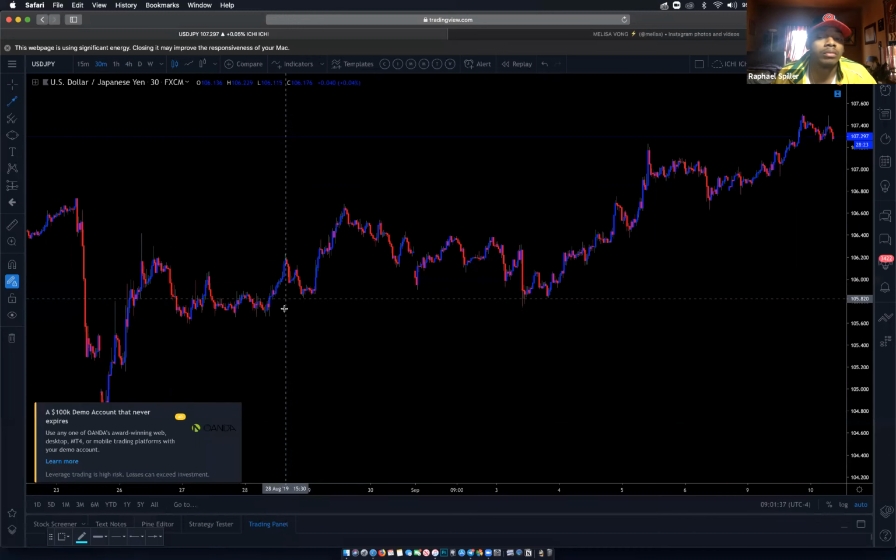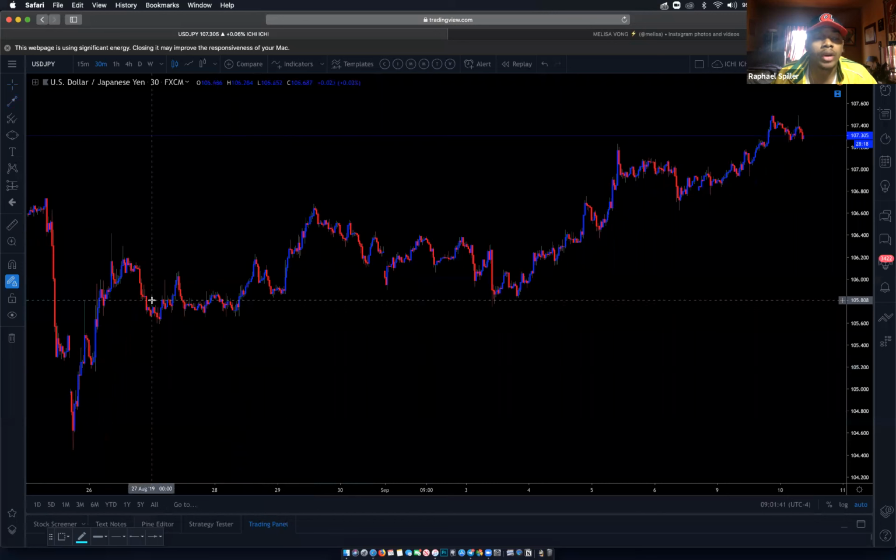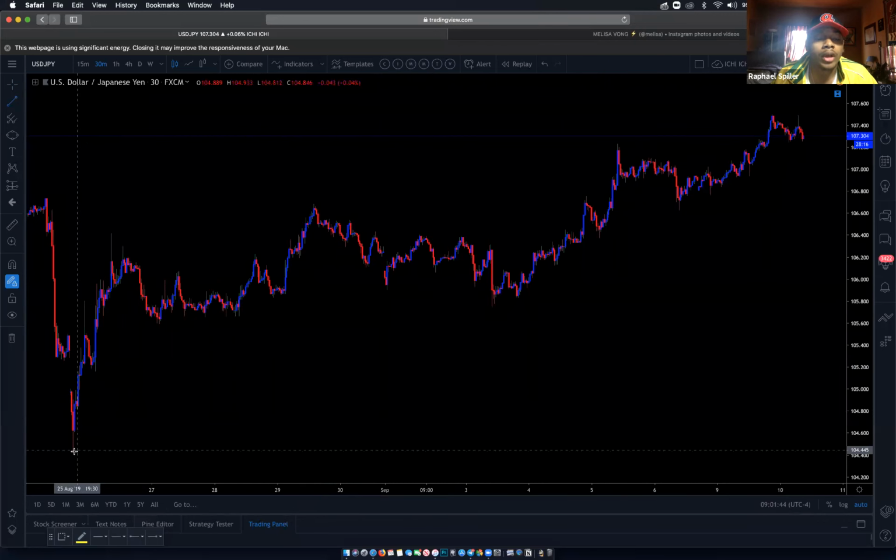Can you do an example on the 30-minute? Sure, it's the same thing. Let's go on an uptrend this time. This is current price right now. So this is my trend line.